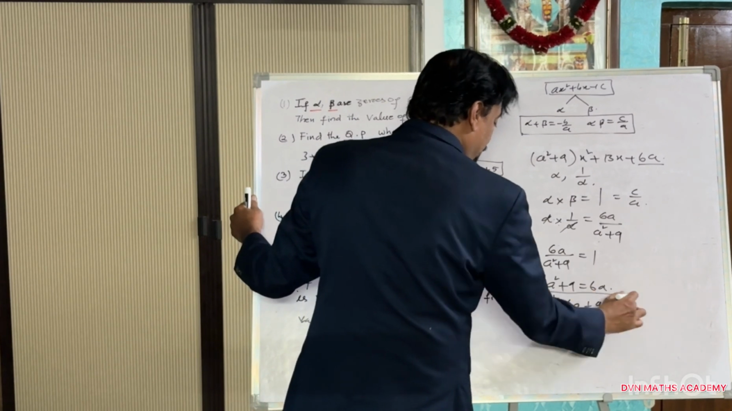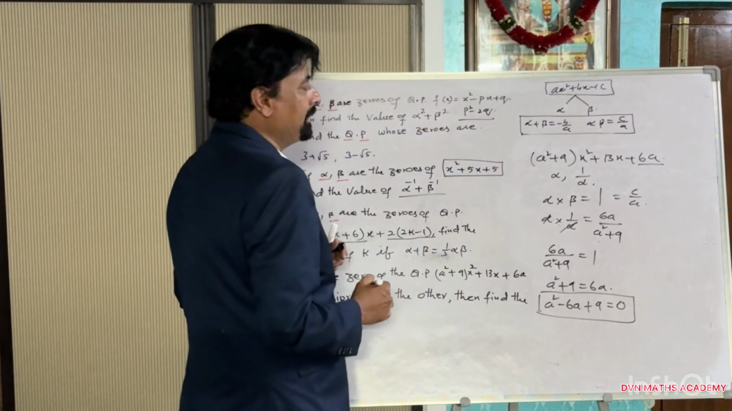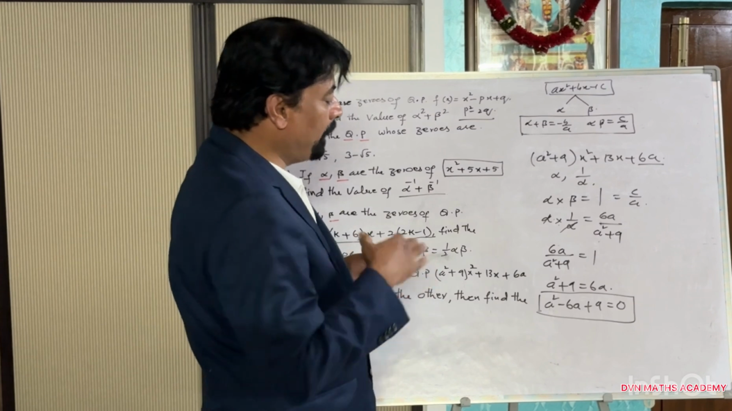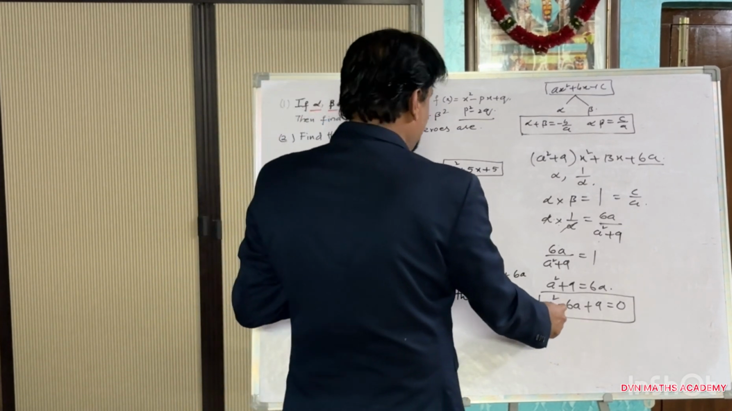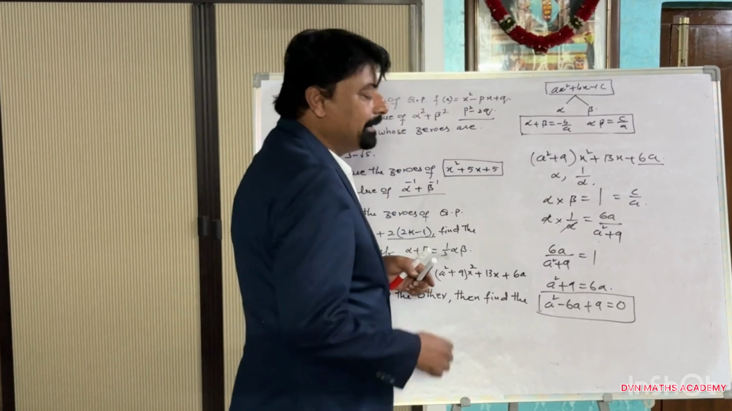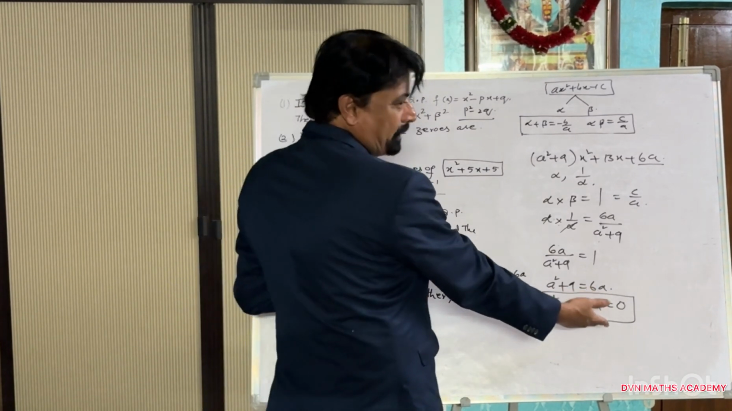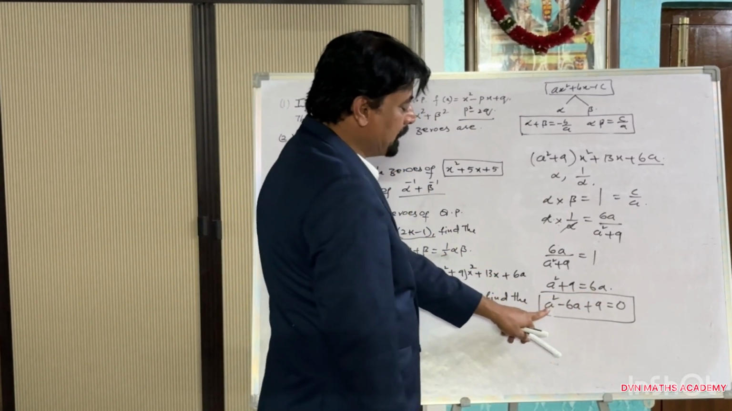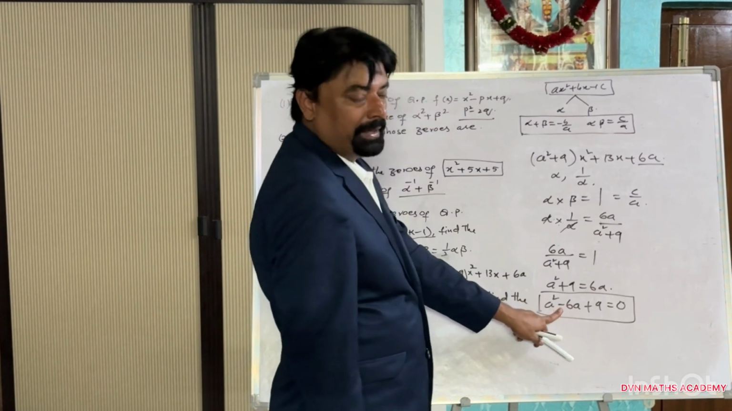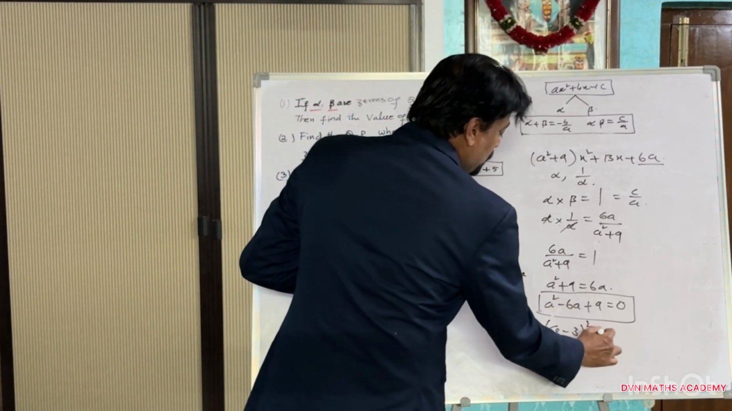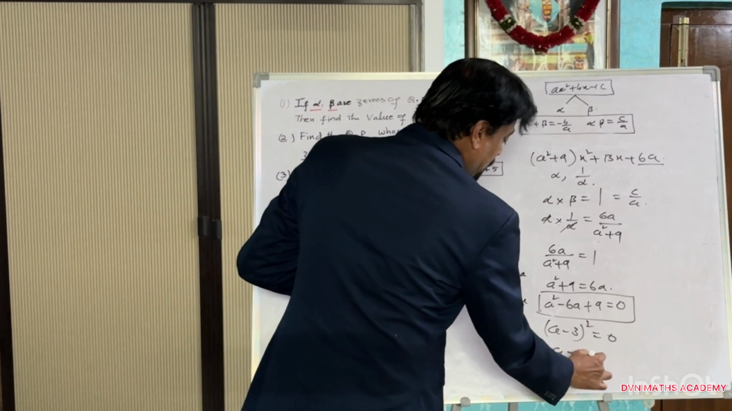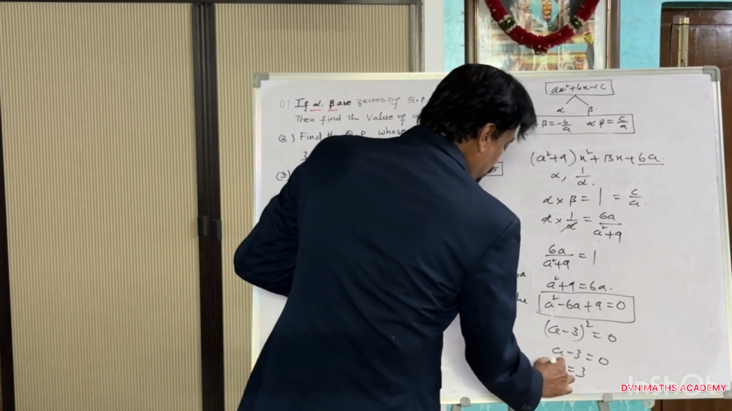Now I got a quadratic equation. So this is the quadratic polynomial converted to a quadratic equation. If you add, you want to get minus 6. If you multiply, you want to get 9. This is in the form of a minus 3 whole square. If you observe carefully, a square plus b square minus 2ab. Then I can write this as a minus 3 whole square is equal to 0. a minus 3 is equal to 0. So a is equal to 3.